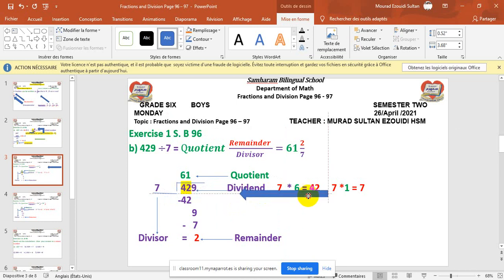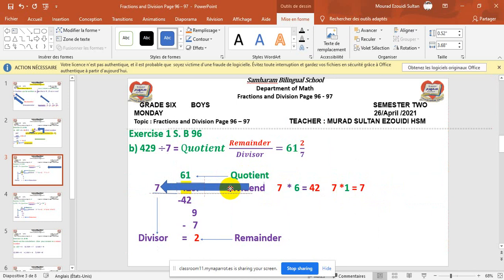429 is called the dividend, and 7 is called the divisor. So I will divide the dividend by the divisor. Then we have 42. 42 divided by 7 is equal to what? 7 by 6 is 42. So 42 divided by 7 gives only 6. So I should write here 6.